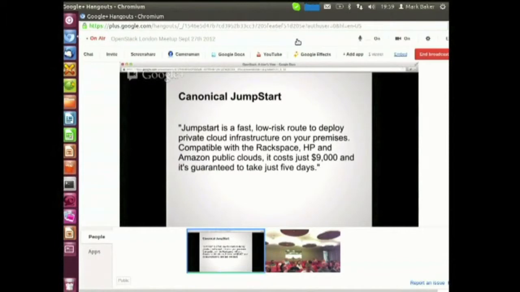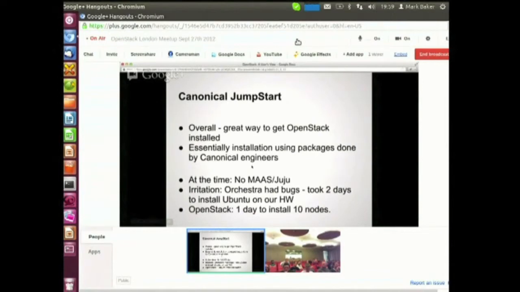But as I said, Jumpstart is a fast, low-risk route to deploy all this stuff on your premises, and it's great. So my experience overall is that it's a fantastic way to get OpenStack installed. So this is where we've gone from playing in your sandpit, your test environments, your labs, to actually saying, look, do you know what, we could actually make this work, and moving this in the direction of production.